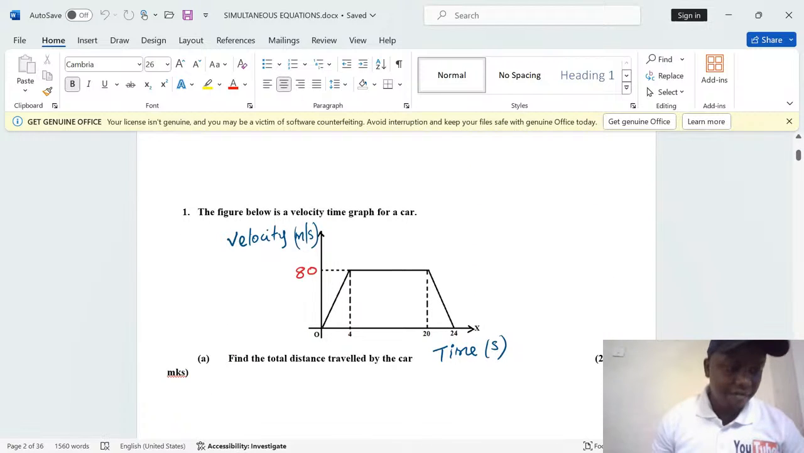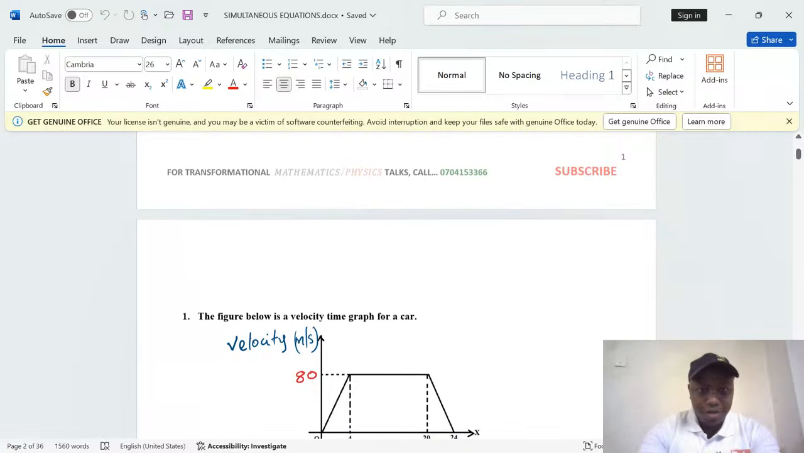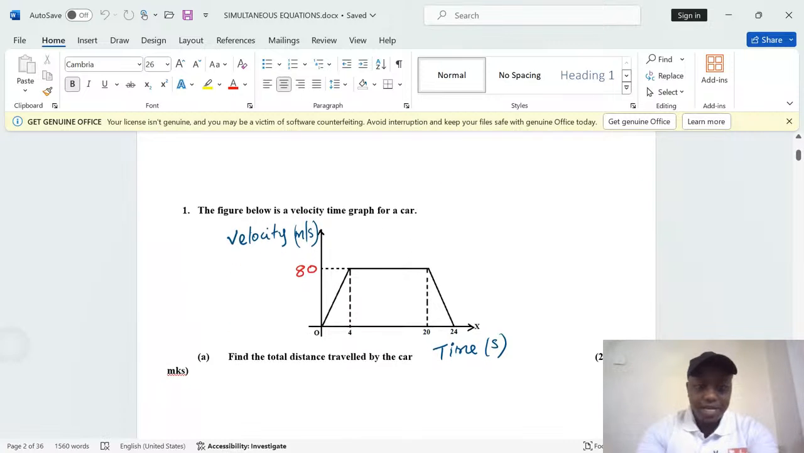So we can see I have a sample of questions here. And this is what we are going to handle first. Motion graphs. Sometimes you'll be given a distance covered, plotted against time. Some other times you will have the velocity of a particle or the velocity of a certain vehicle against time, just as we can see in this case. The figure below is a velocity time graph for a car. So there is velocity plotted against time. We can see the graph.